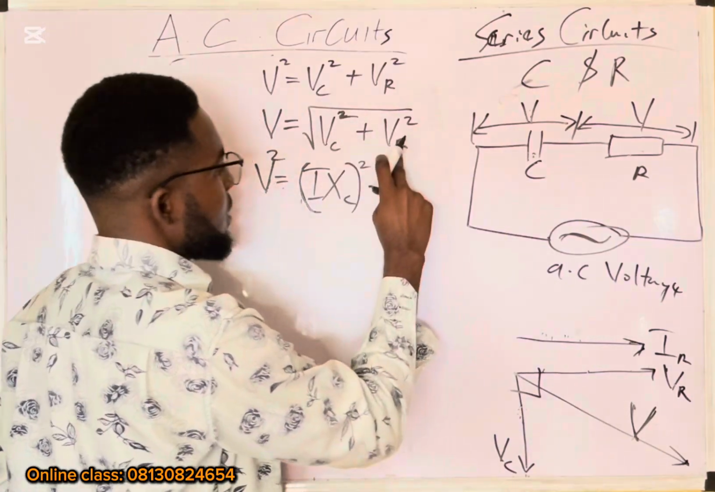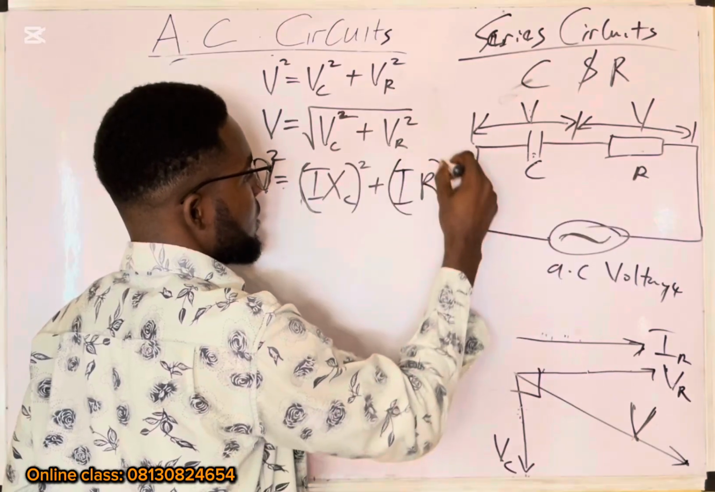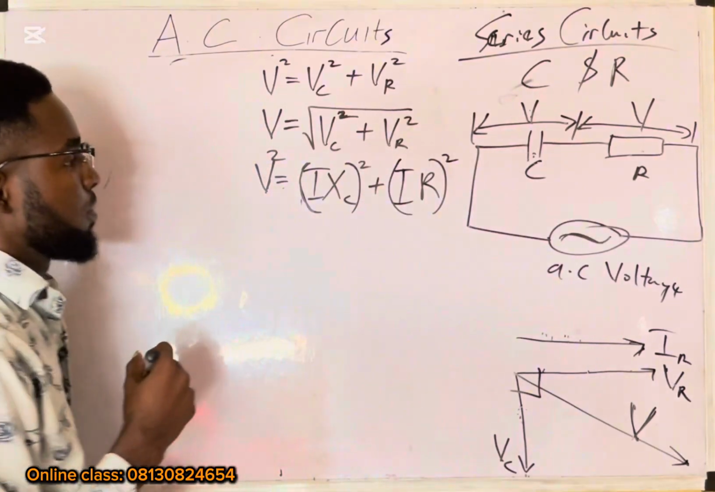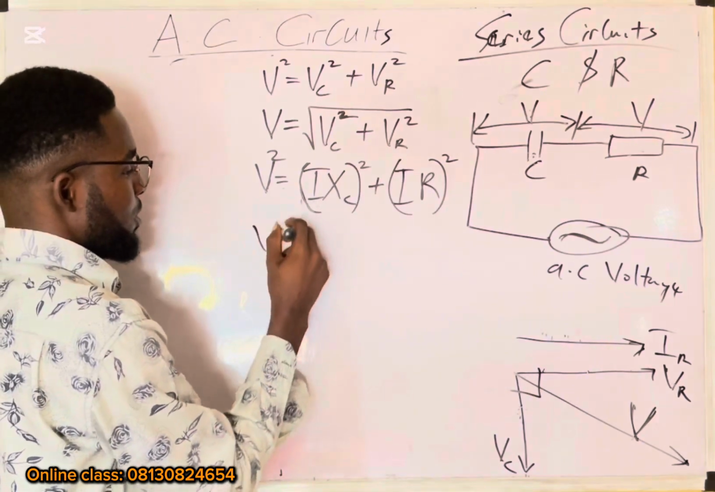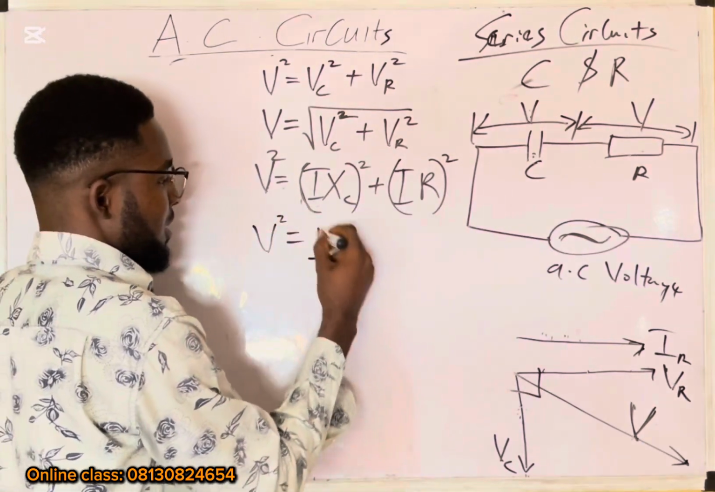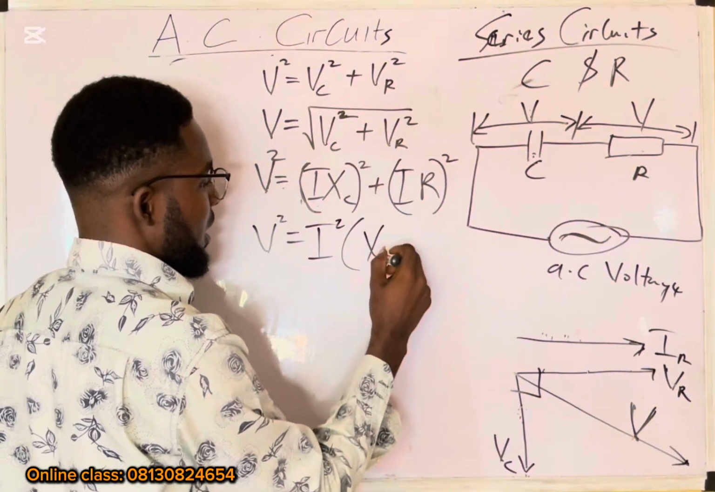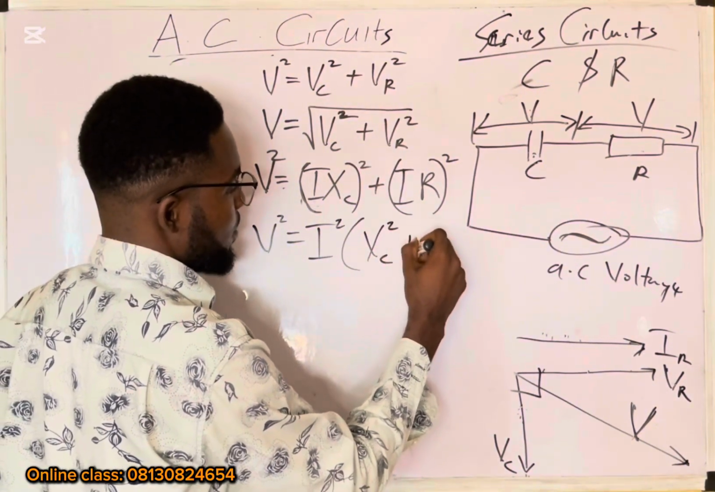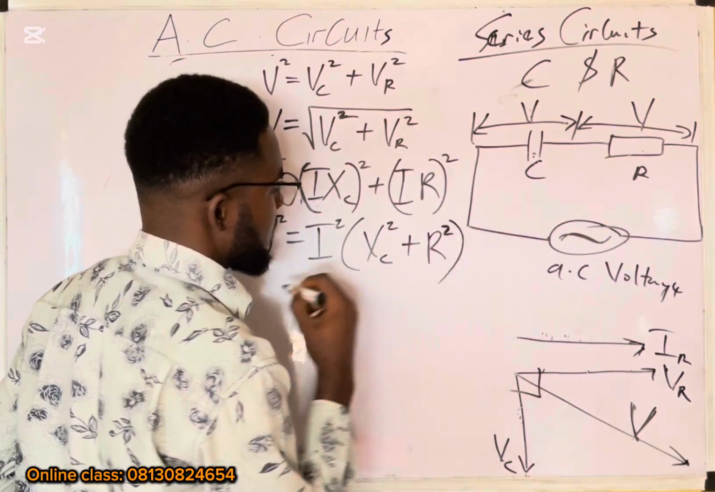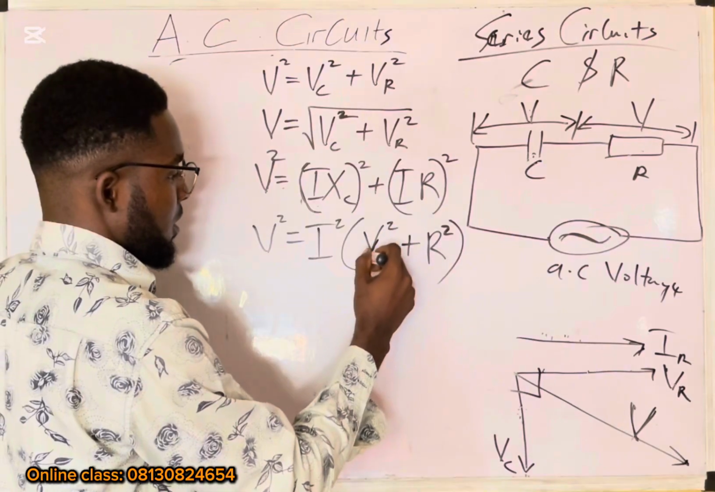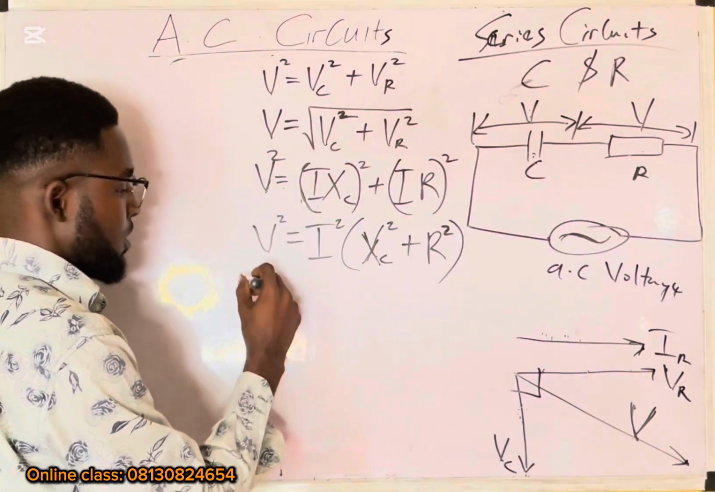Plus, in Ohm's law, this is I times R raised to the power of 2. The current that flows through them is the same, so we just factorize the current. This is I squared, in square brackets, X_C squared plus R squared, as the case may be. So therefore, take the square roots.